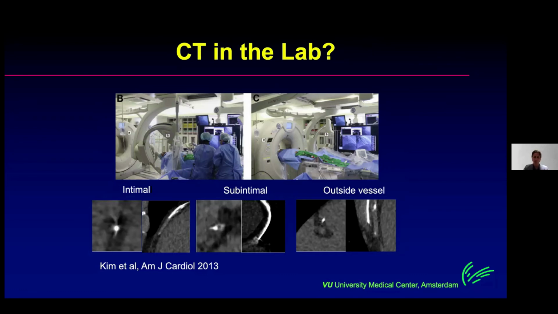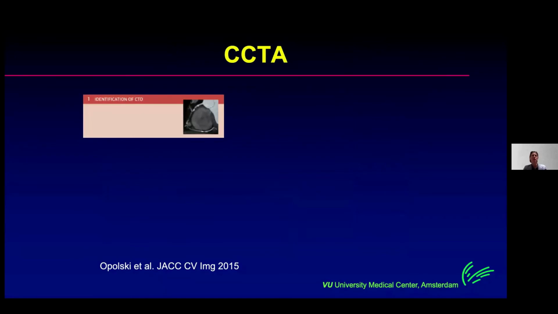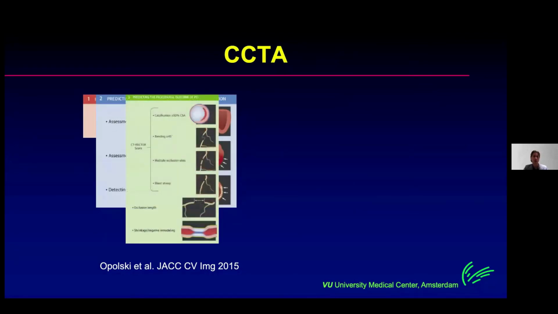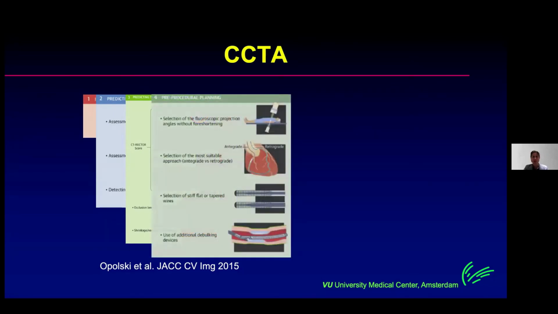I just wanted to show you this slide. So what can CT do for you? It can identify the lesion, CTO or otherwise. It also can identify myocardial function, myocardial perfusion, and detection of myocardial scar. It can also show you the plaque features, lesion length, calcification, whether you need to do debulking, bifurcation lesion, etc. It can also show you the angles that you need to take and the wires that you need to select may be more beneficial.